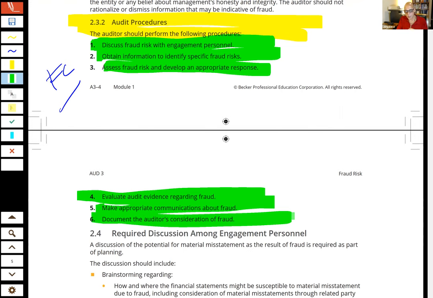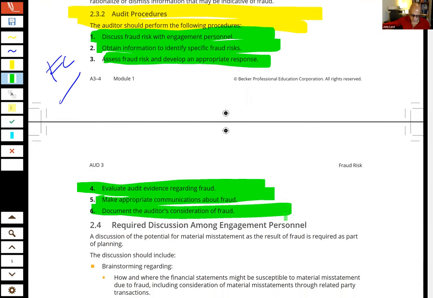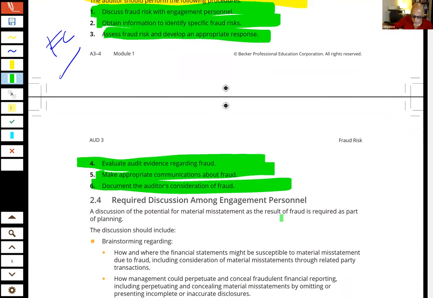This is a high level discussion, but we're doing our work in a manner that we've already described, but we're doing it with what? Fraud on the brain, thinking about those fraud risk factors and how they could lead to fraudulent financial reporting or misappropriation of assets. Okay. Now we're going to go through and start to talk about each one of these.